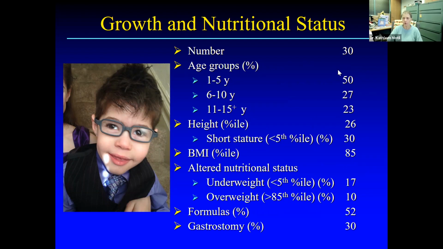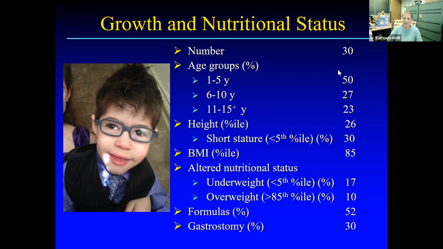The next slide, please. So I want to begin with what we know about the growth and nutrition status of the children with MECP2 duplication. I've summarized on this particular slide data from 30 children. You can see that 50% of them or so were younger than 5 years of age, and the other 50% were older children and adolescent children.